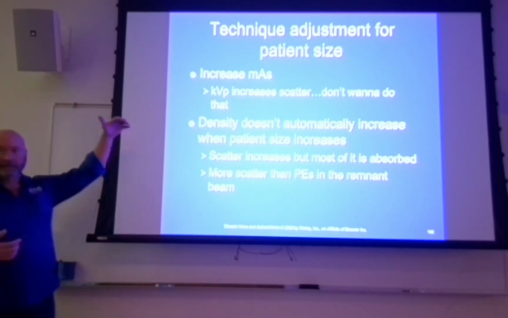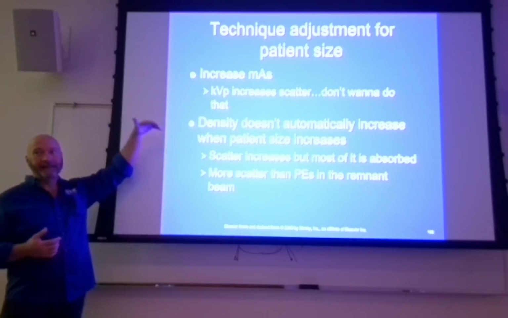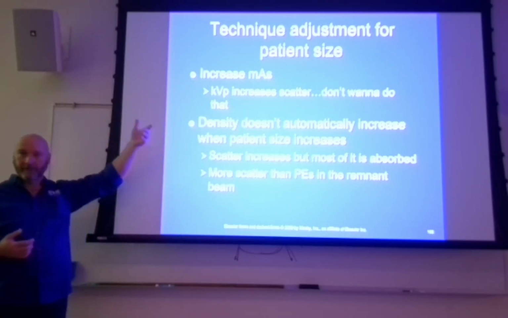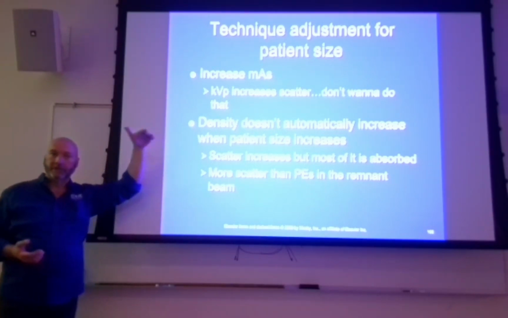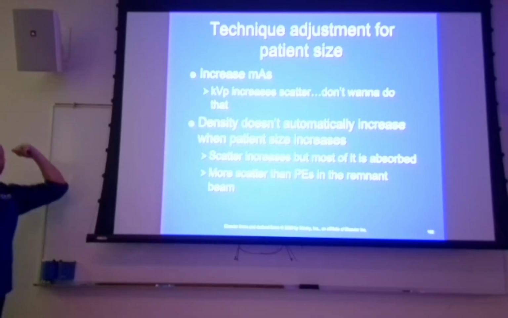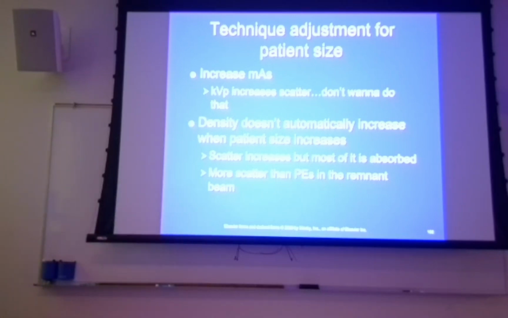For now though, the accepted adjustment for size and tissue composition, unless it's something where we need to increase the penetration, like acromegaly, your technical factor of choice is going to be mAs. Right. Okay.